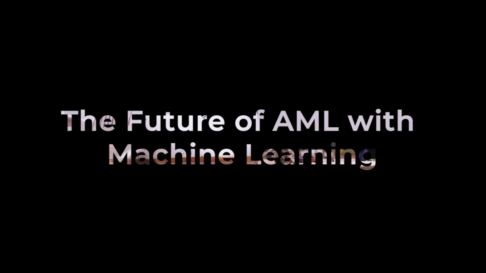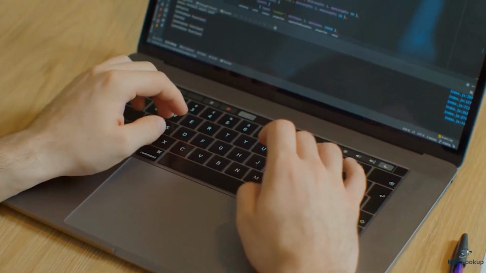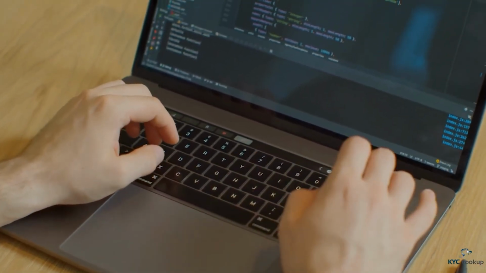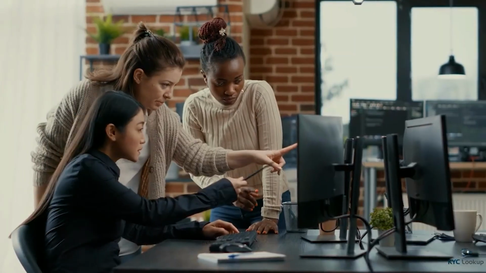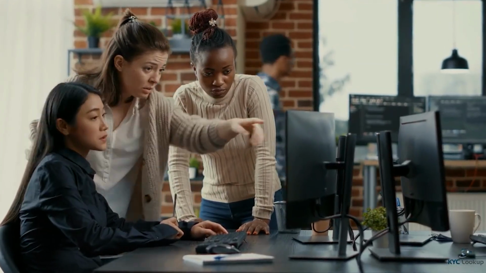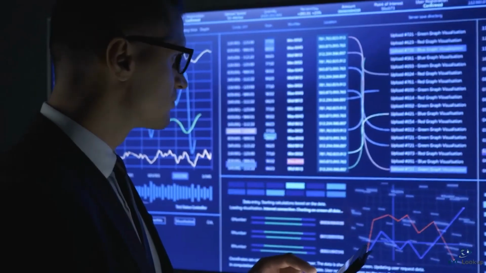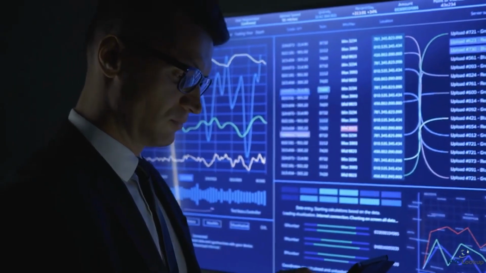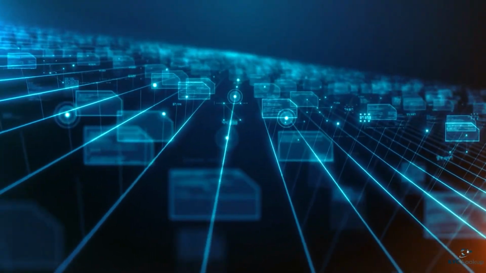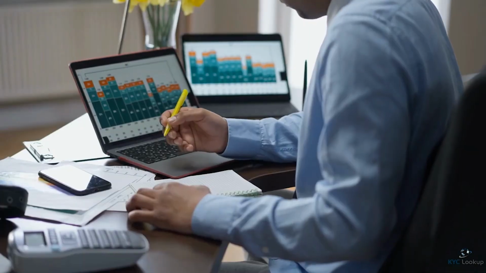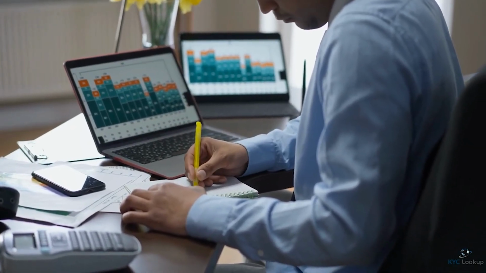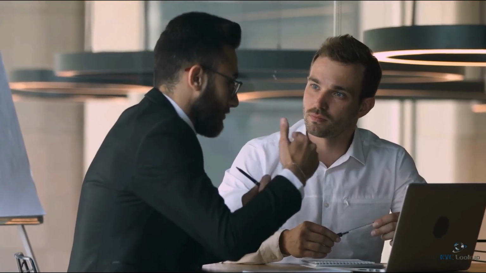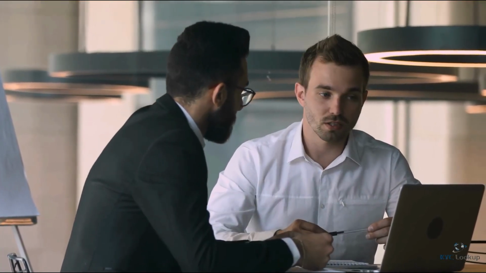The future of AML with machine learning. As machine learning technology continues to advance and more comprehensive data sets become available, its role in AML is set to expand. Financial institutions are likely to invest more heavily in models that are not only effective, but also transparent and explainable. The future of AML will involve leveraging machine learning's predictive capabilities while ensuring fairness, transparency, and adherence to regulatory standards.